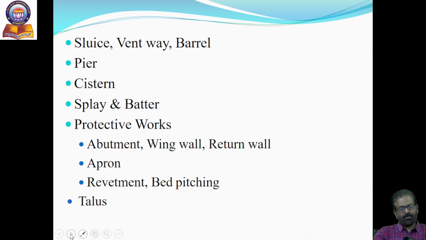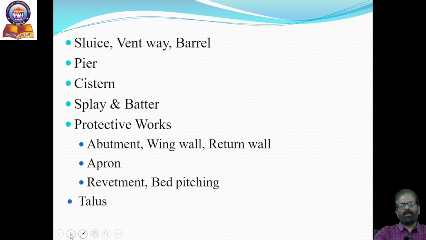Now coming to some more terms or definitions related to all these hydraulic structures. Because they are common to all the structures, at the beginning itself you should have some idea about these terms. That's why the terminology and abbreviations are very important. So let us consider this set of terms: sluice, ventway and barrel. What is sluice, what is ventway and what is barrel? These three are similar in nature.